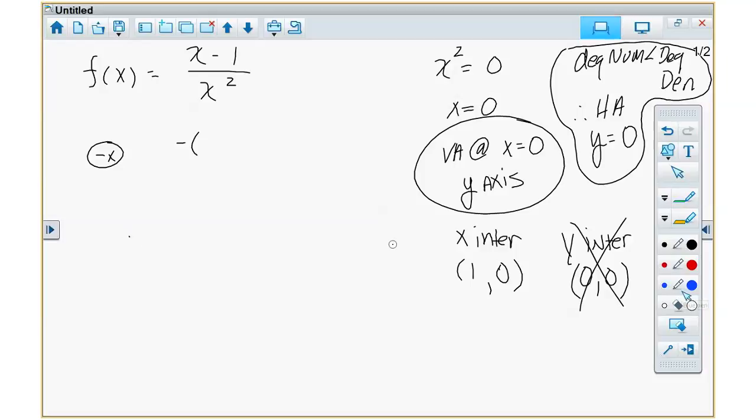Let me redo that. Okay, gotta hit it several times. Why isn't it working? It just did it. All right.